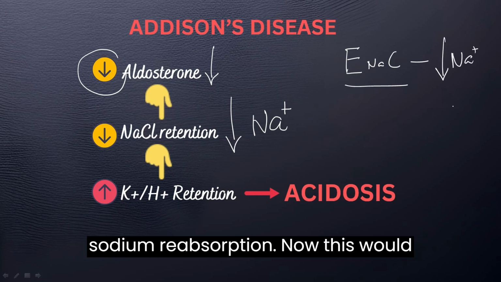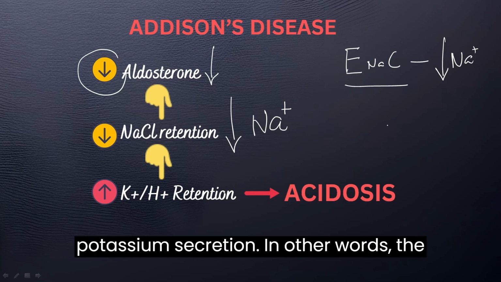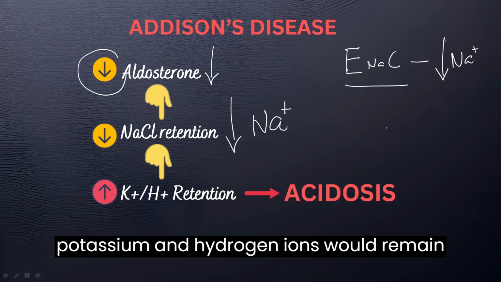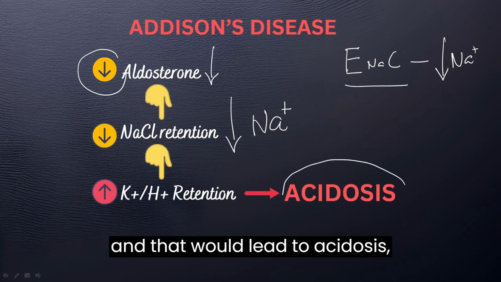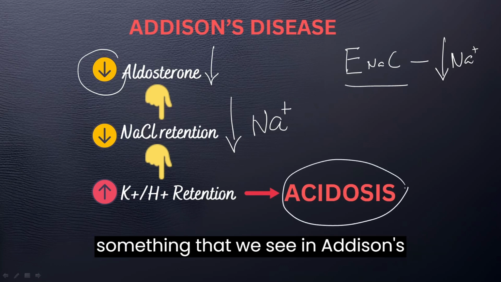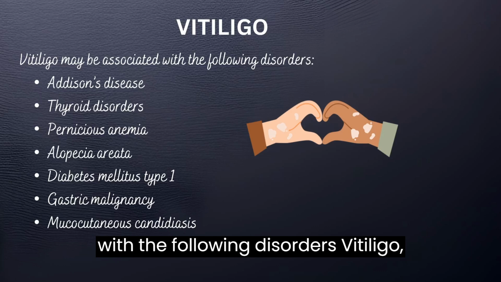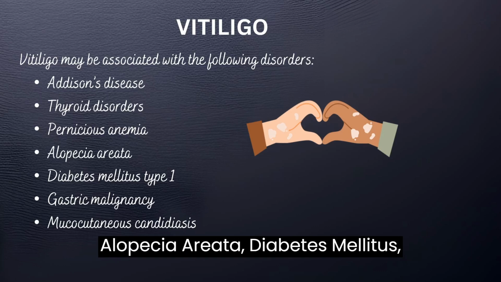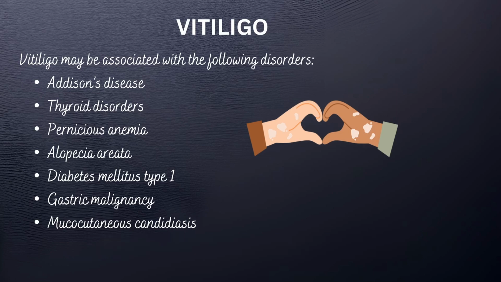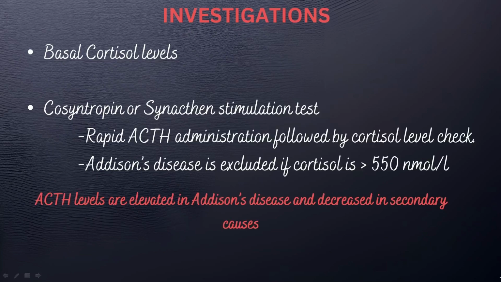Now, this would lead to an impairment in potassium secretion. In other words, the potassium and hydrogen ions would remain, and that would lead to acidosis, something that we see in Addison's disease. Now, Addison's disease may be associated with the following disorders: vitiligo, thyroid disorders, pernicious anemia, alopecia areata, diabetes mellitus, gastric malignancy, and mucocutaneous candidiasis.